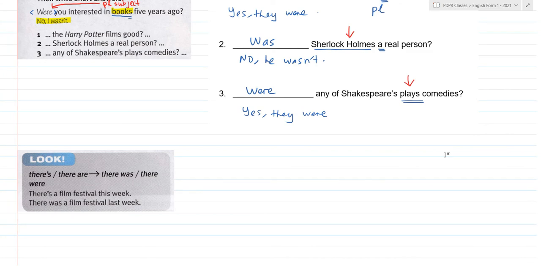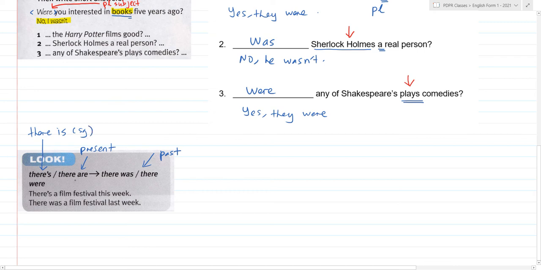Okay, next. Look. There's, there are. There was, there were. Okay, there's or there are is used for present. There was, there were is used for past. As usual, there's is actually there is. There is is for singular. There are is for plural.